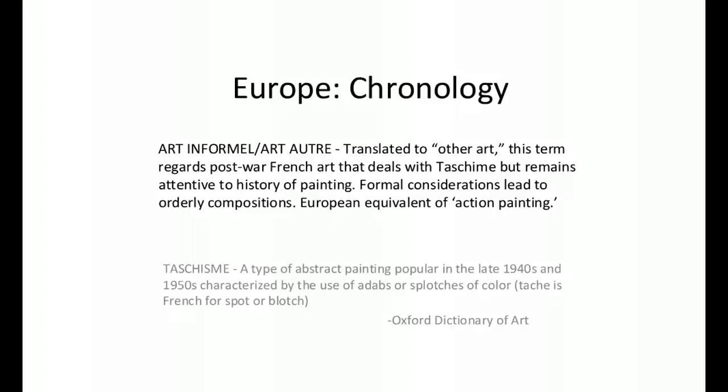So tachisme is a method for making a painting. Art informel is a method for thinking about the production of a painting. So art informel is the theory, tachisme is the physical action.